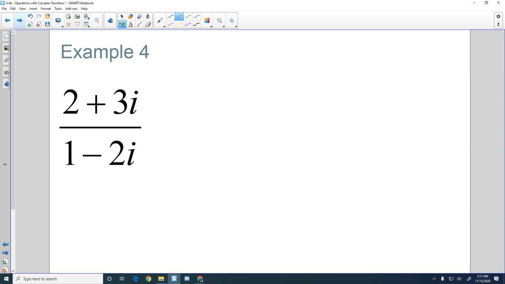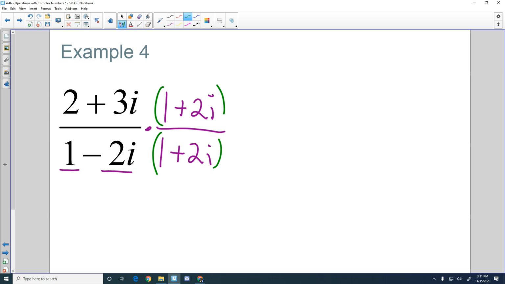Last one. So look at the denominator. It's a binomial, right? There's two terms. So what do we have to multiply by? The conjugate. 1 plus 2i. Make sure you've got parentheses around everything. Multiply this out. Let me know what you get. So go ahead and pause the video, work through this on your own, then unpause it and see how you did.